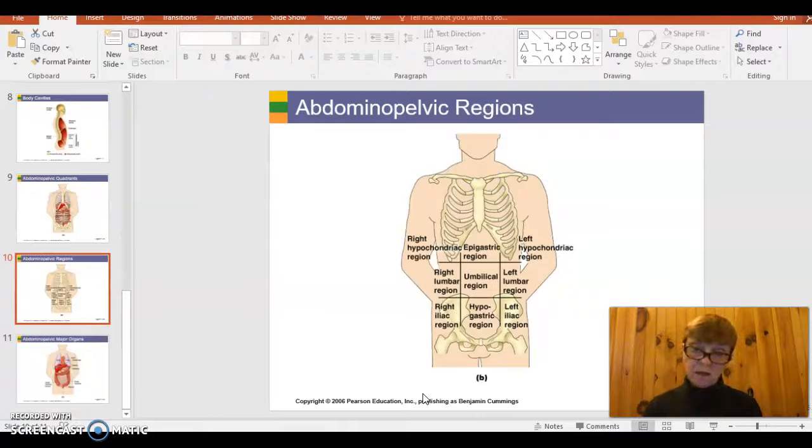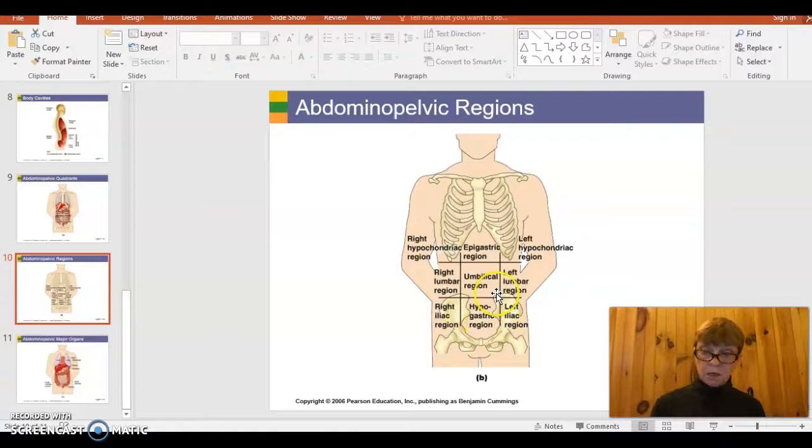And this is our final piece that we're learning. Do ignore the right epigastric and the left area. You are not responsible for those. The left and right lumbar regions are for your spinal cord area. Umbilical is where your belly button is. The right iliac is the top right hip. The left iliac is the left hip. And your hypogastric region is where the end of your intestines finish up.